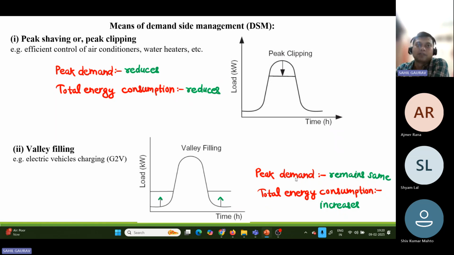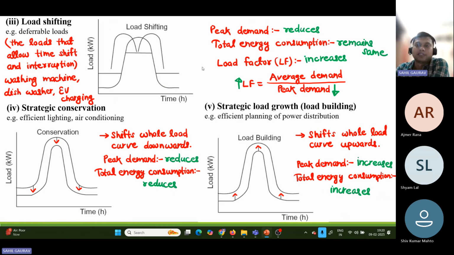Now the third one is load shifting. In load shifting, we are shifting the load from peak hours to off-peak hours. So the peak demand will reduce and total energy consumption will remain the same. And by doing load shifting, our load factor will increase, so this is desirable for our utilities.